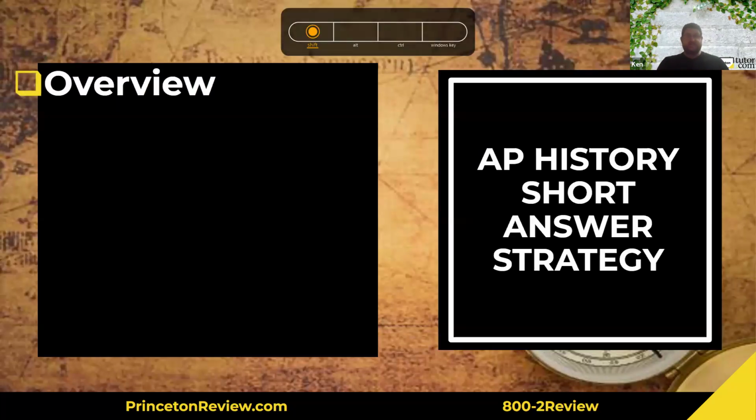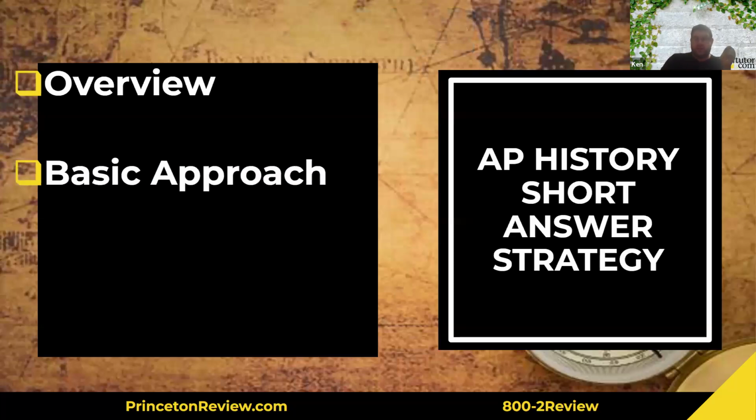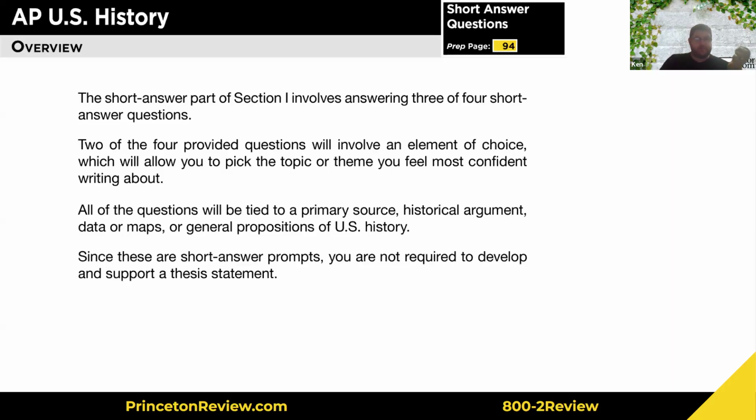Your strategy here is, first, we're going to give a quick overview of these questions. We're going to take you through a basic approach to doing a short answer question, and we're going to show you a sample response. So, all three history exams ask you to do 3 of 4 short answer questions. 2 of them will give you an element of choice, which allow you to pick the topic or theme you feel best about. All of them are going to be tied to some primary source, historical argument, data, map, or some general aspect of the associated history.